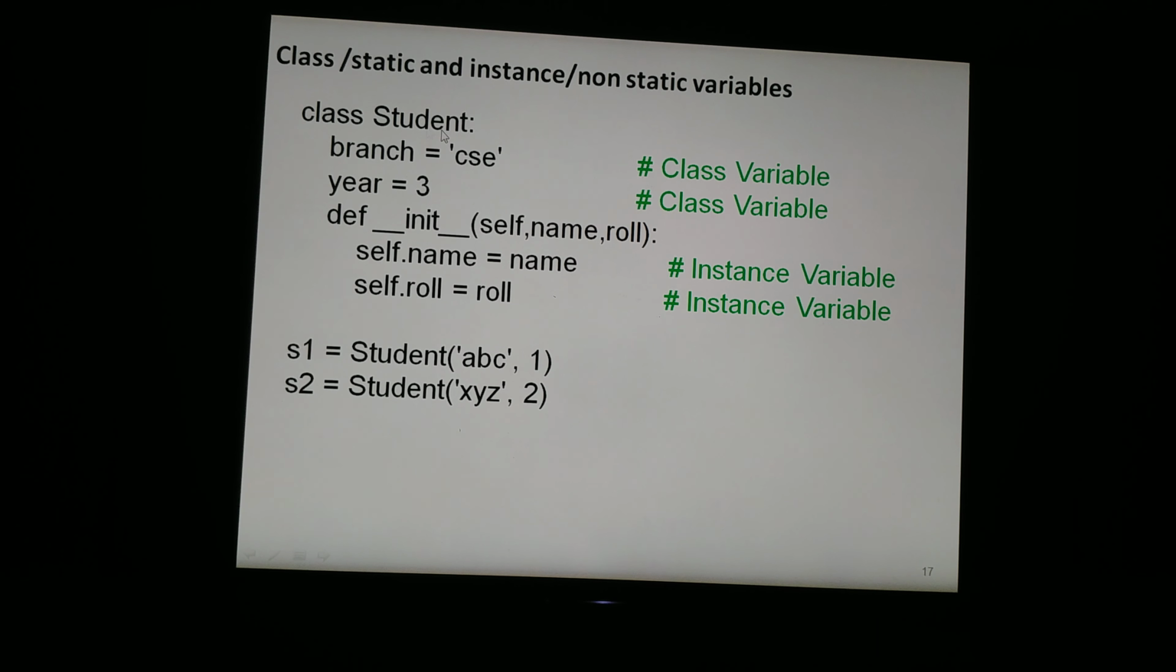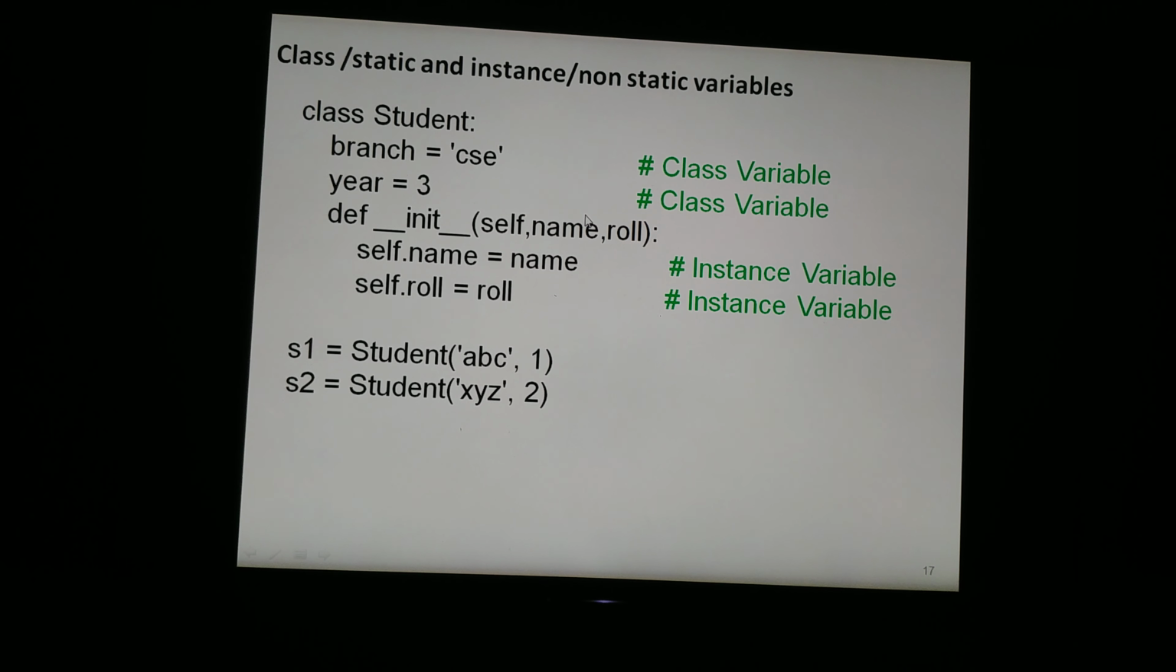Now for this class Student, I am going to create two objects. One is S1 and one is S2. We know the objective of the constructor is to initialize the values of name and roll number automatically whenever we create the object. So when the S1 object is created, ABC and 1 will be substituted in the place of name and roll number. The same thing will be copied into self.name and self.roll number.